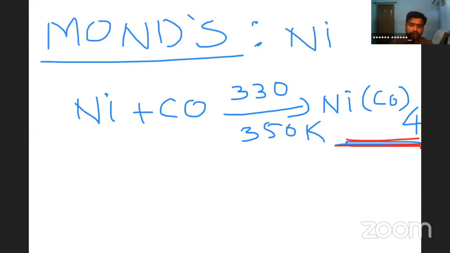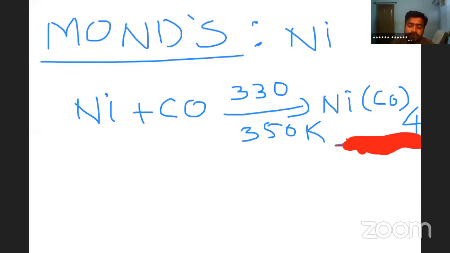The same thing I am explaining, Mond's process. It is one of the vapor phase refining methods, which is applicable for nickel. Someone else has underlined it in dark color, see now. That is what we call the nickel tetracarbonyl compound.